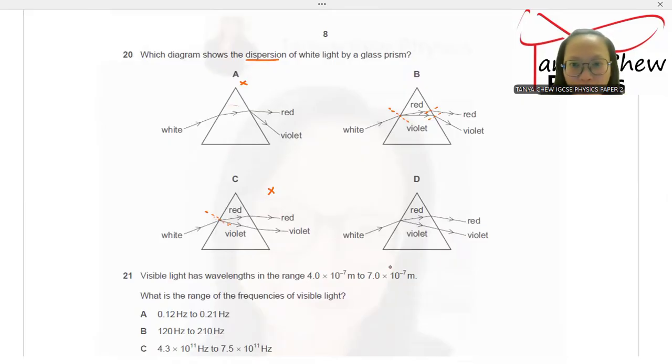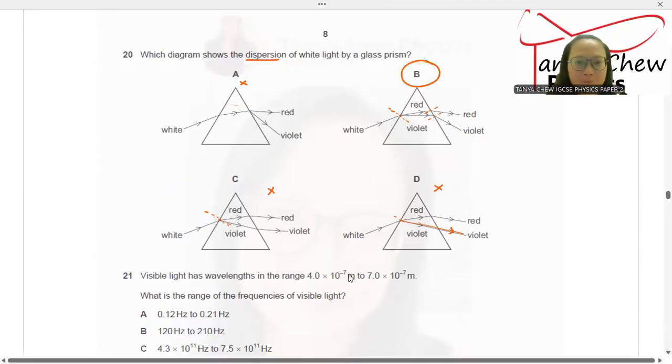Right. And what about D? D, could you see that this ray, the violet ray, is going straight. We have a problem with the violet ray because coming out from the glass prism, the violet ray must be refracted away, right? So that is why it seems to be a straight line. So D cannot be the answer. The best answer is B.